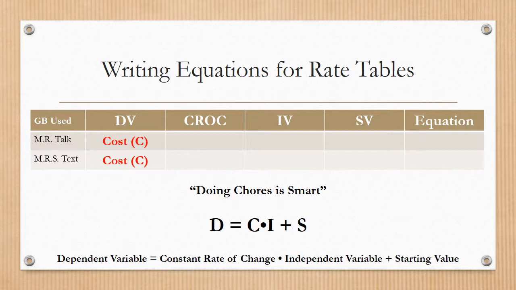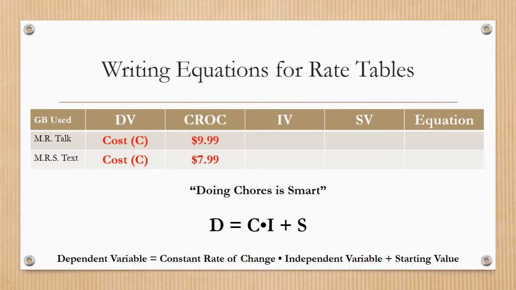So for MRTalk, the constant rate of change was $9.99 because every time we increased 1 gigabyte, we paid $9.99 more. For MRS text, the CROC was $7.99 because for every 1 gigabyte of data we added, we had to pay $7.99 more. As we just said, the independent variable here, the thing that we can control, is the amount of data we use, the gigabytes of data used.